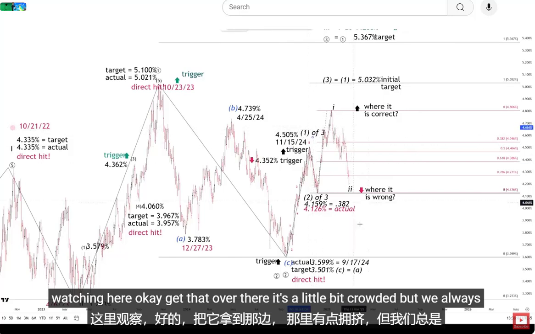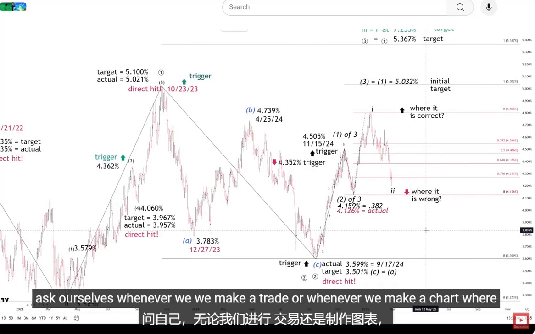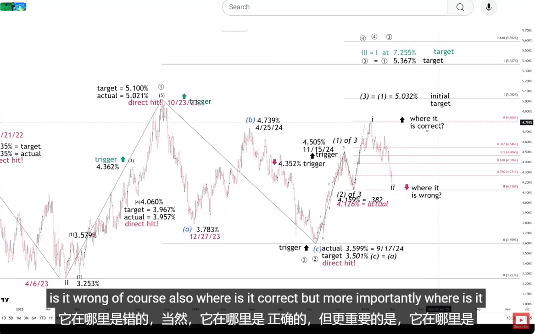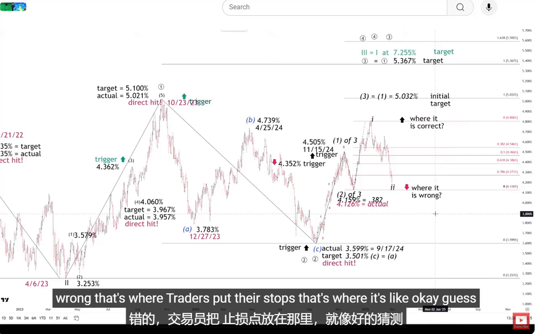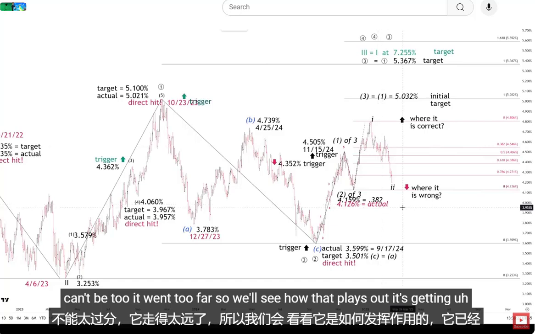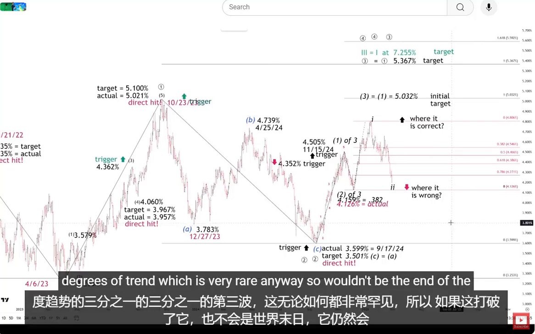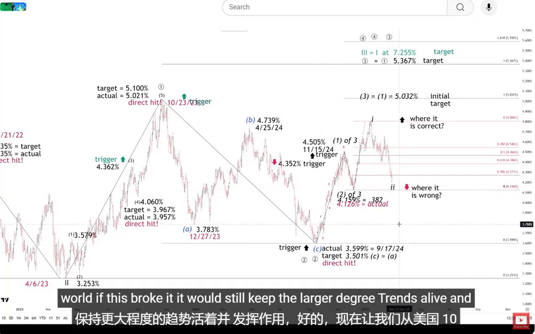Get that over there. It's a little bit crowded. But we always ask ourselves, whenever we make a trade or whenever we make a chart, where is it wrong? Of course, also, where is it correct? But more importantly, where is it wrong? That's where traders put their stops. That's where it's like, okay, it went too far. So we'll see how that plays out. It's getting pretty darn close to negating that third wave at 4 degrees of trend, which is very rare anyway, so it wouldn't be the end of the world if this broke it. It would still keep the larger degree trends alive and working.